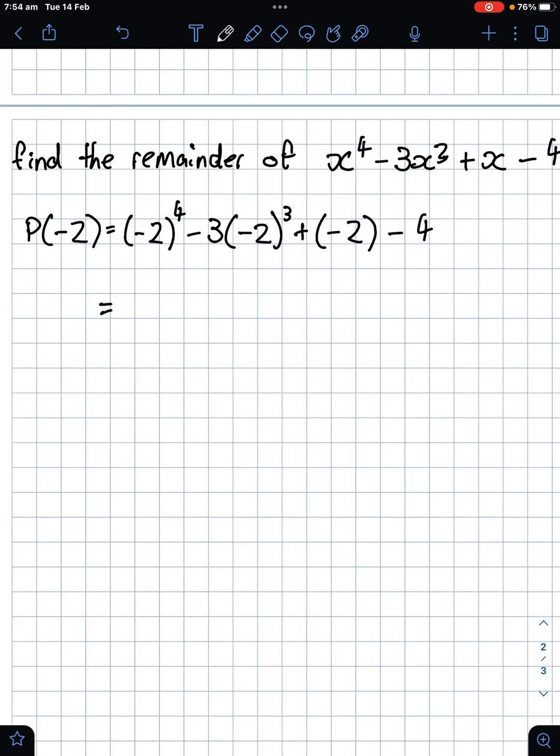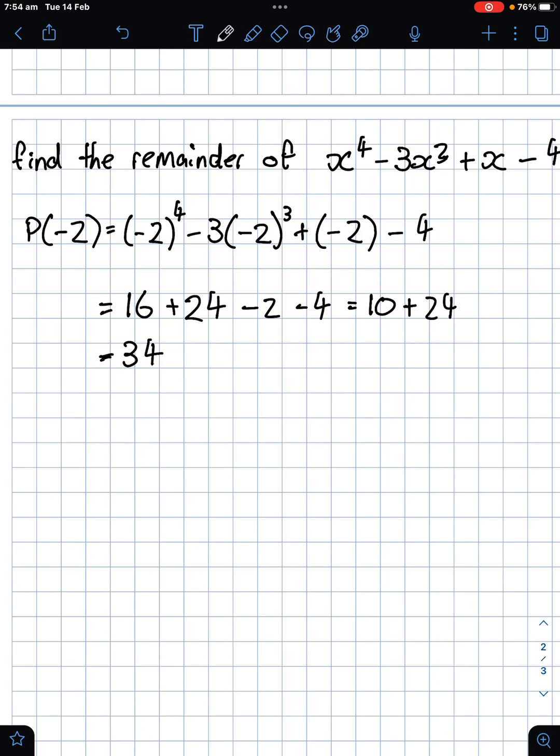Now, negative 2 to the power of 4 is 16. So 2 times 2 times 2 times 2, and the negatives will cancel out, so we're left with 16 there. Negative 2 to the power of 3 is negative 8. Negative 8 times negative 3 is going to give me positive 24. And then we've got negative 2 and negative 4, which is negative 6. So 16 minus 6 is 10, plus 24. The remainder is going to equal 34.